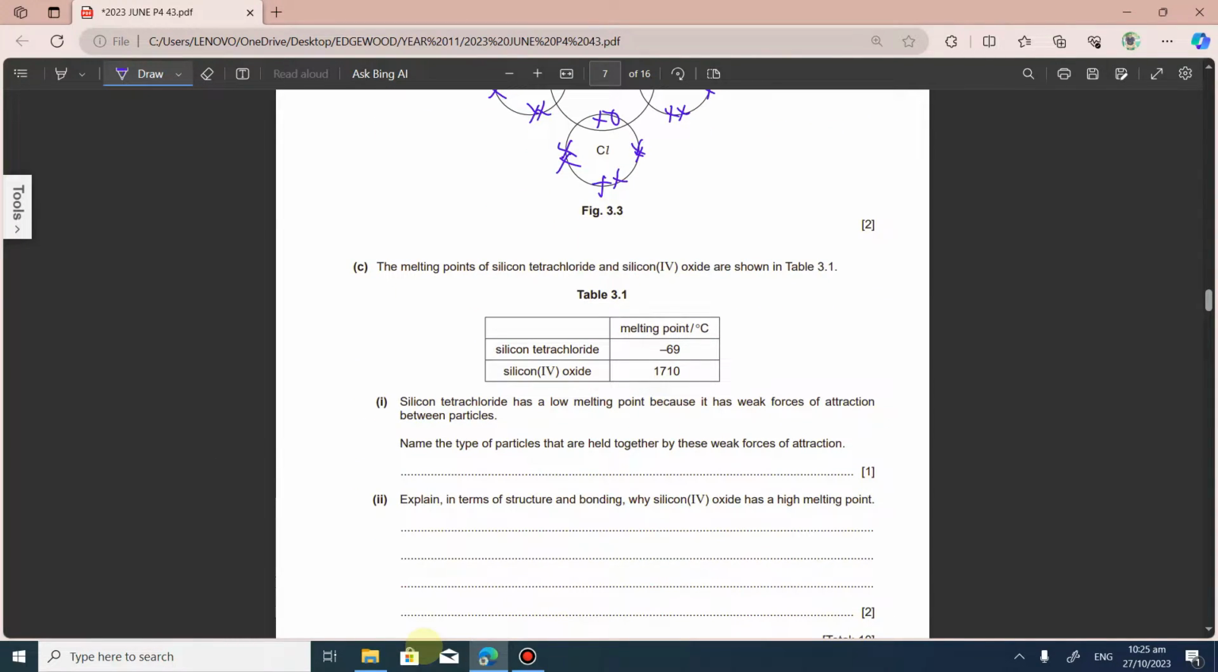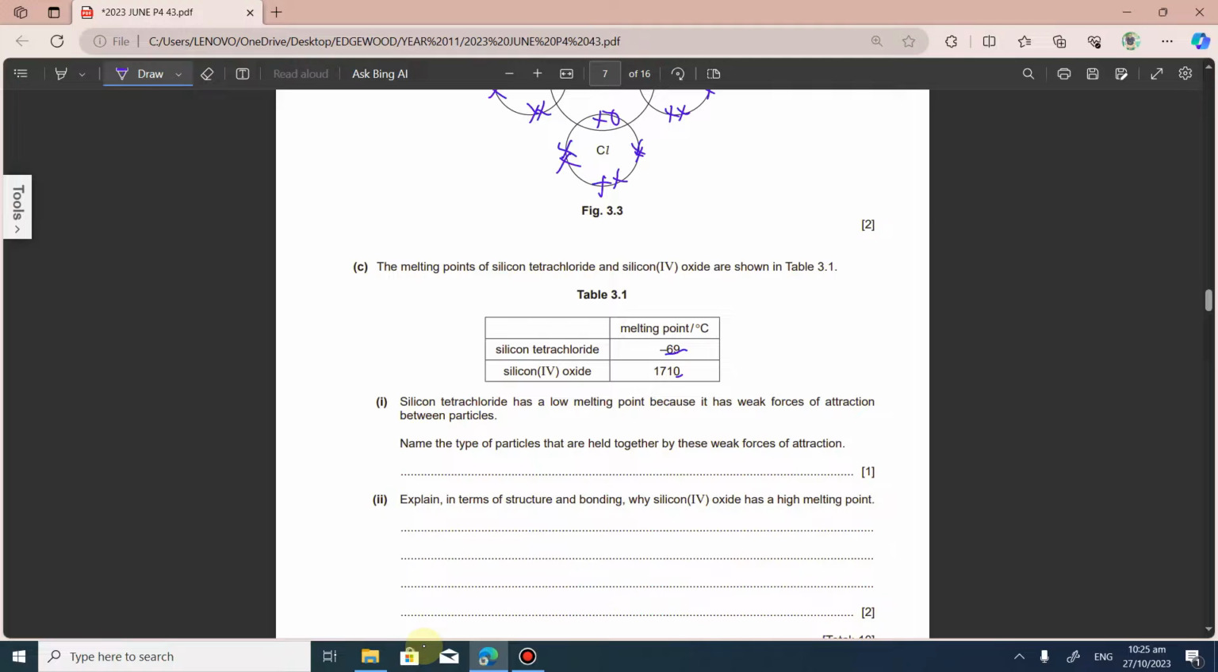Now, the next question says that the melting points of silicon tetrachloride and silicon 4 oxide are shown in table 3.1. You can see that the melting point of silicon tetrachloride is -69, and the melting point of silicon 4 oxide is 1710. That's a lot of gap between them. So silicon tetrachloride has a low melting point because it has weak forces of attraction between the particles, and that's why it has a low melting point.